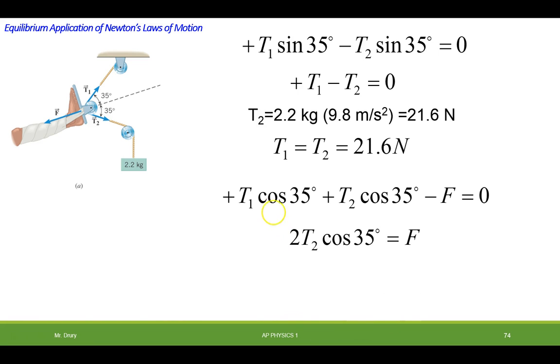So we know that we could replace T1 with T2, because basically they're the same thing. So 2T2 cosine of 35 equals F, or F is equal to 35.3 newtons. And that's a very simple application of static equilibrium problems. Let's look at something that's a little bit more complex.